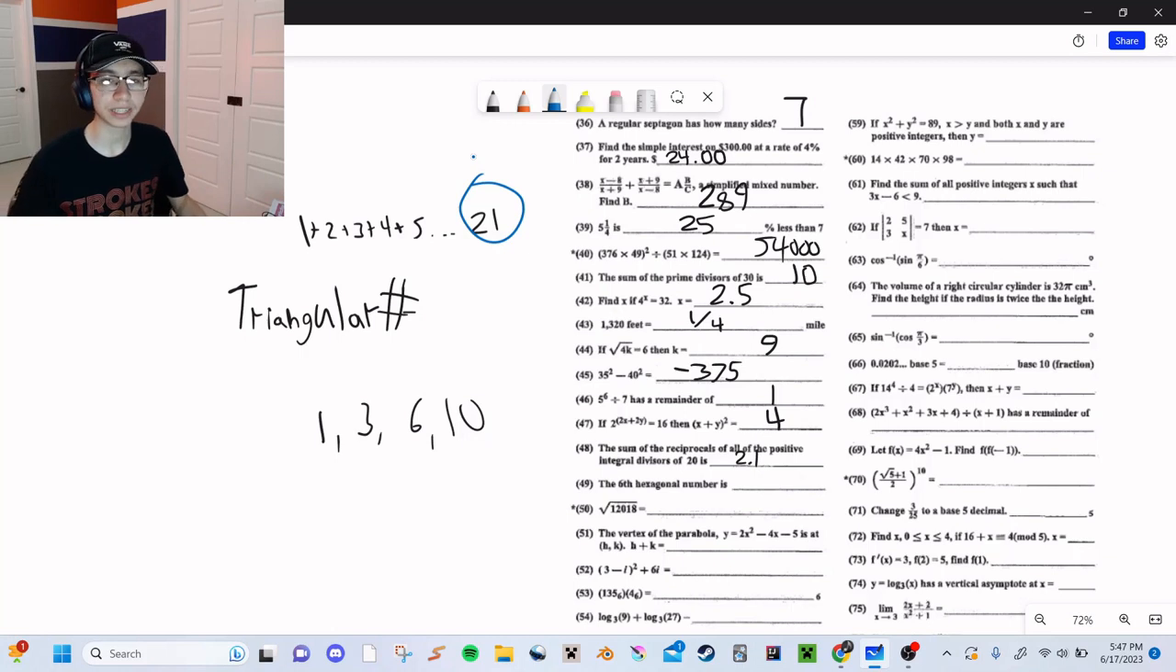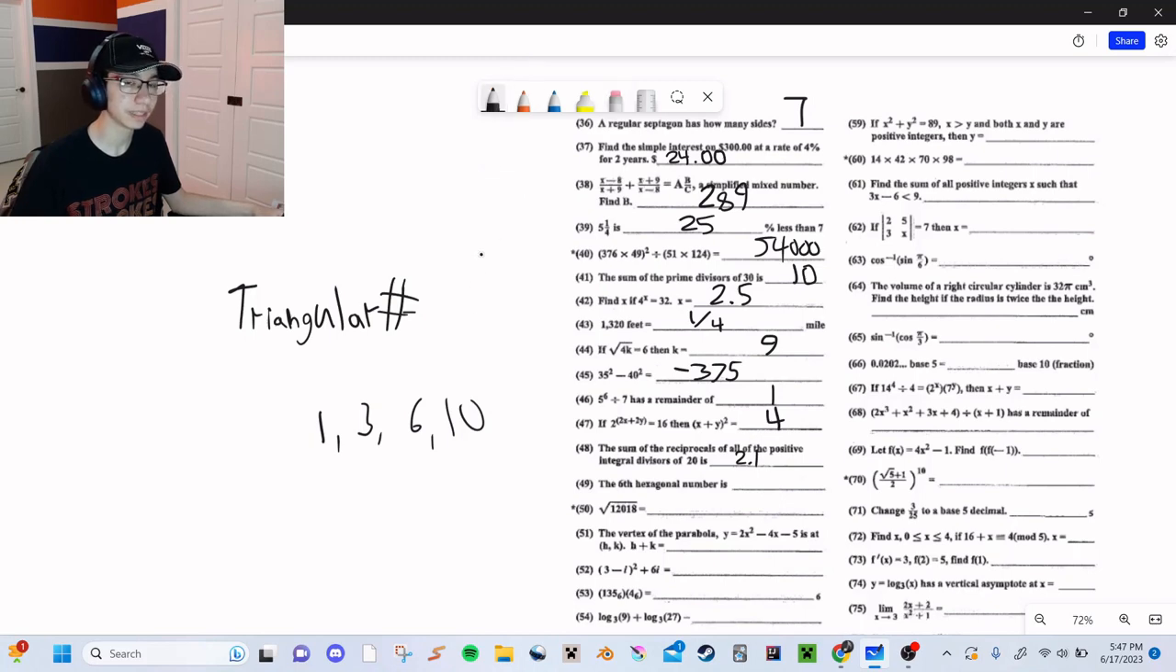But how do I find a triangular number? Do I just envision a triangle with 21 rows and count all the points? No, that takes too long. That's weird. Wouldn't want to do that. There's a formula.